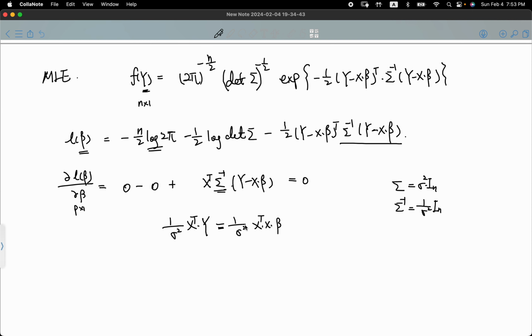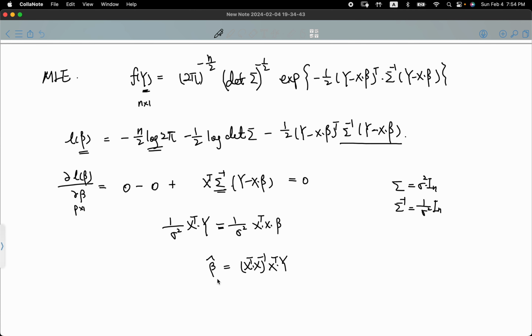So I'm jumping a few steps here. I'm just first rewriting that as 1 over sigma identity, and then x transpose y, and then x transpose x beta, and then moving it to the right hand side of the equal sign. So we have that, and this is similar to what we saw earlier. Beta hat is equal to x transpose x inverse. Move it left, multiply this, and also cancel the 1 over sigma.